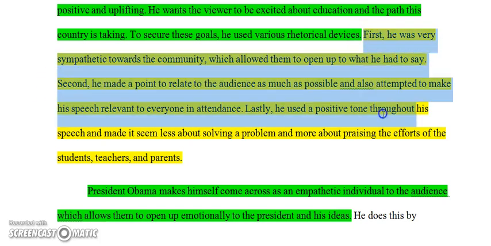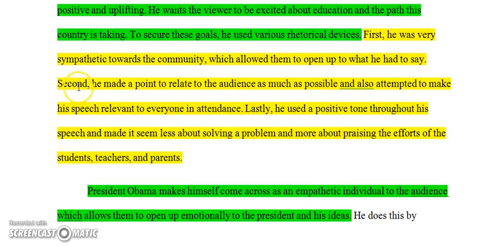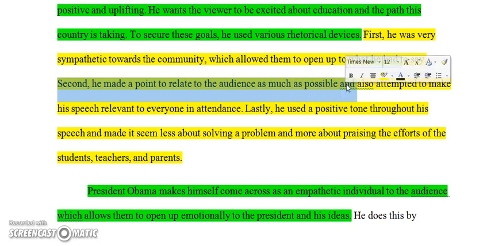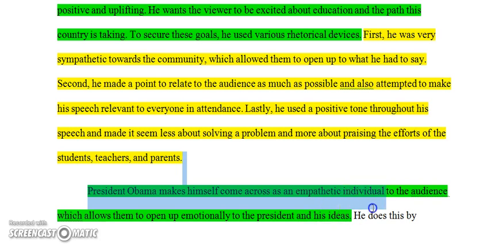So already, what you can think about this part, the roadmap, as a kind of contract with the reader. This is how I'm going to present my information. If this particular writer had started with, say, the second one about relating to the audience as much as possible, then you kind of violated the contract. So whatever order they appear in here, they have to appear throughout the rest of the text in that order.